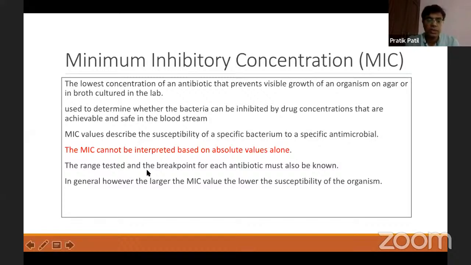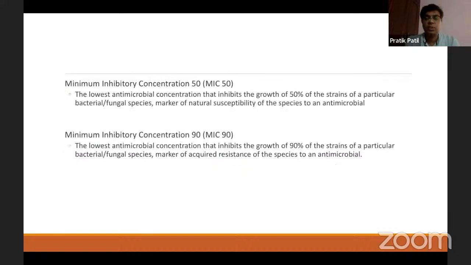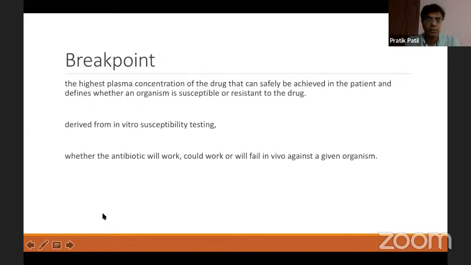The range tested and the breakpoint for each antibiotic must also be known. I'll come to the concept of breakpoint subsequently. In general, however, the larger the MIC value, the lower the susceptibility. This is an important thing to understand: it has to be in relation to the breakpoint to know the susceptibility of the given organism. Now there is something called MIC50, which inhibits the growth of 50% of the particular bacteria or fungus species in consideration, and MIC90, which inhibits 90% of the bacteria or fungus.